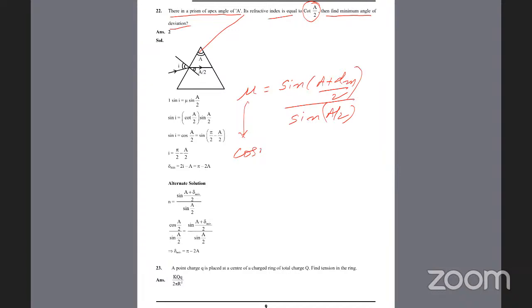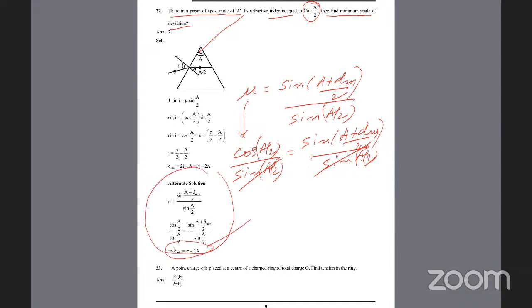Cot A by 2 is cos A by 2 by sine A by 2, equal to sine of (A plus Dm) by 2 by sine A by 2. So the sine A by 2 gets cancelled. If you apply this, you'll get the answer. So the minimum deviation Dm is equal to 180 minus 2A.